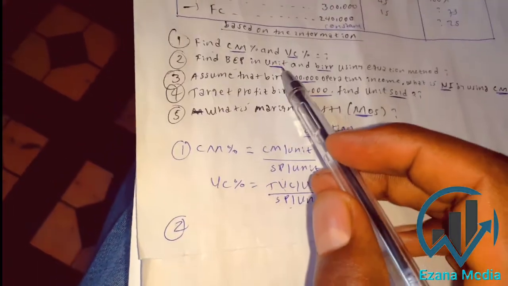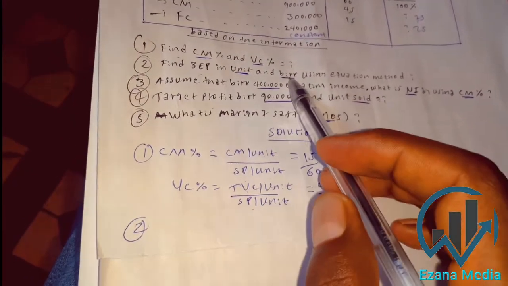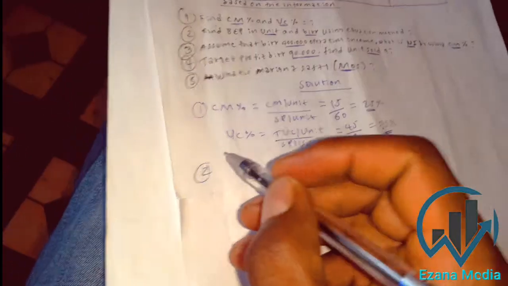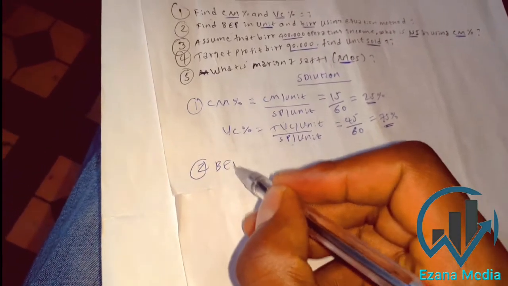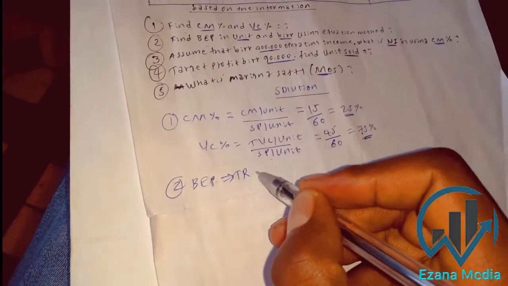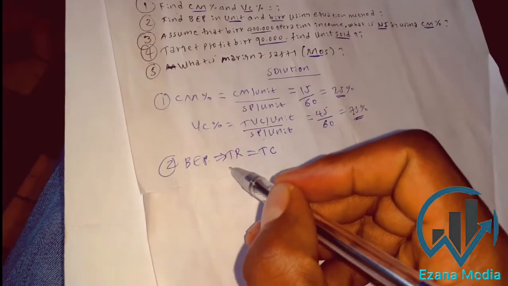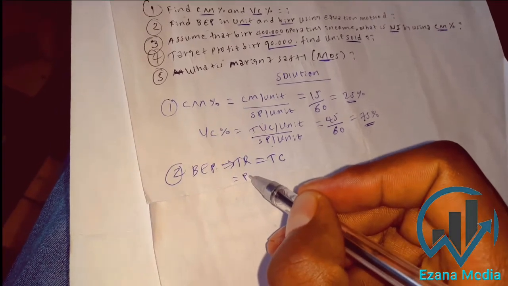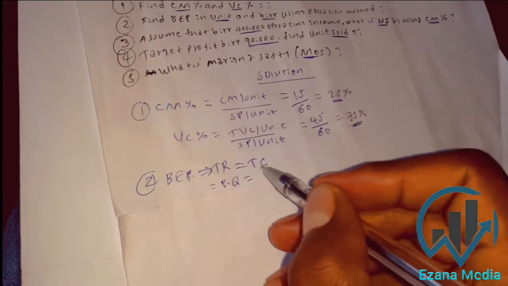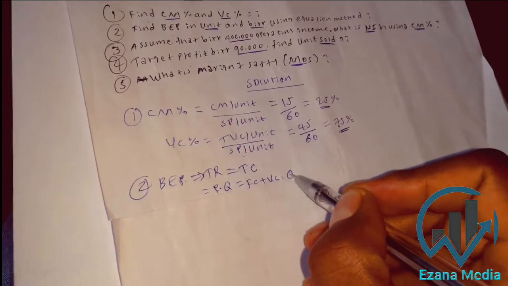The second question says: find the break-even point in units and birr using the equation method. The break-even point implies that total revenue is equal to total cost. Total revenue means P times Q, price times quantity, which is equal to total cost, meaning fixed cost plus variable cost times Q, the quantity.